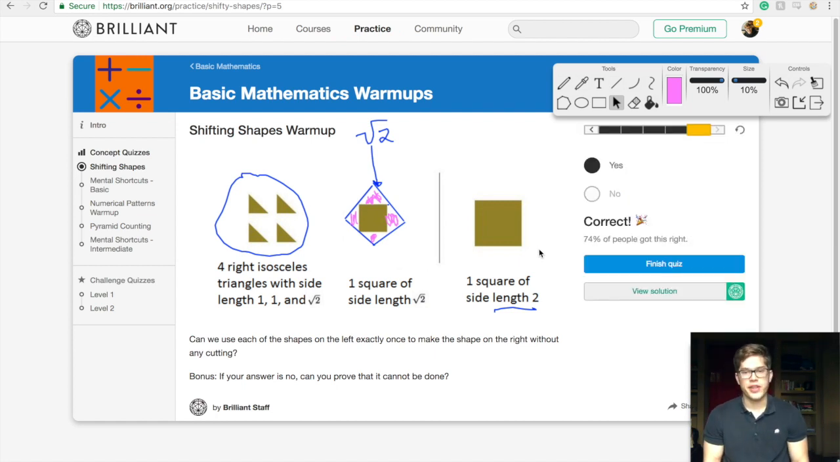Awesome. Great work, guys. I hope this clarified some things for you. This quiz was definitely about shifting shapes and being able to visualize and move the shapes around in space and in your mind. If you have trouble with this, I definitely recommend drawing out the pictures, or even taking a piece of paper, cutting the pieces out, and physically moving them. If you can't imagine it in your head, that is not an issue. Baby steps and you will get there.